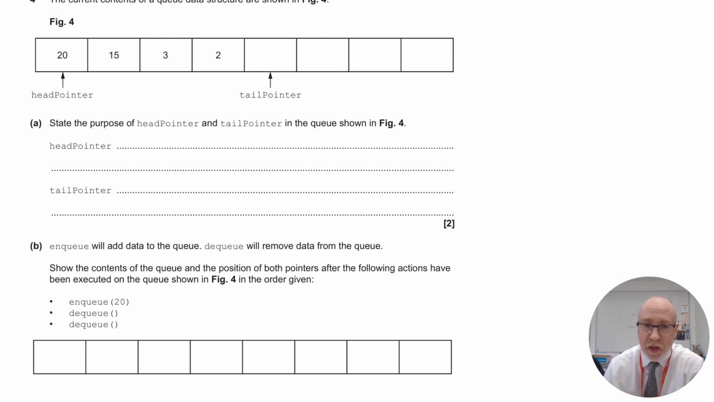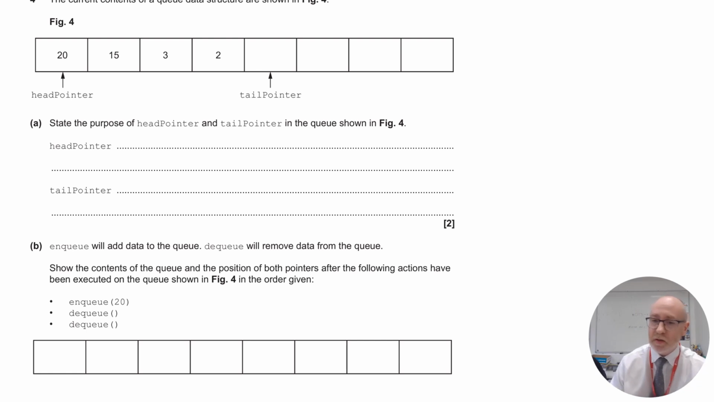Okay, so the question on queues was, I'll be honest with you, a really easy question. But there were a lot of misconceptions which we need to really consider, because ultimately this was for fairly easy marks.